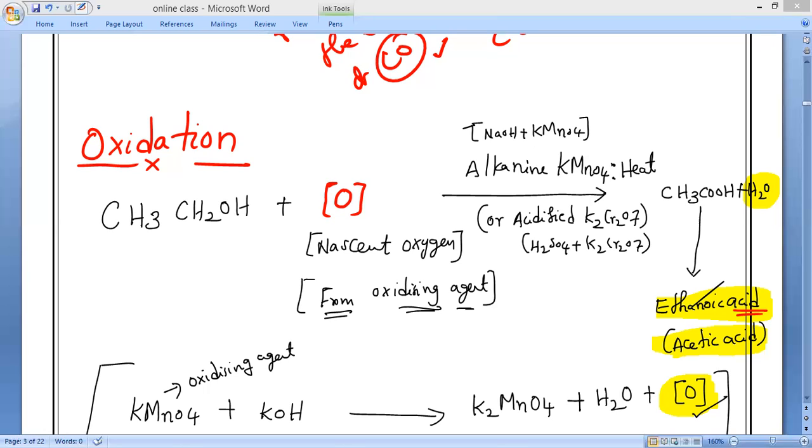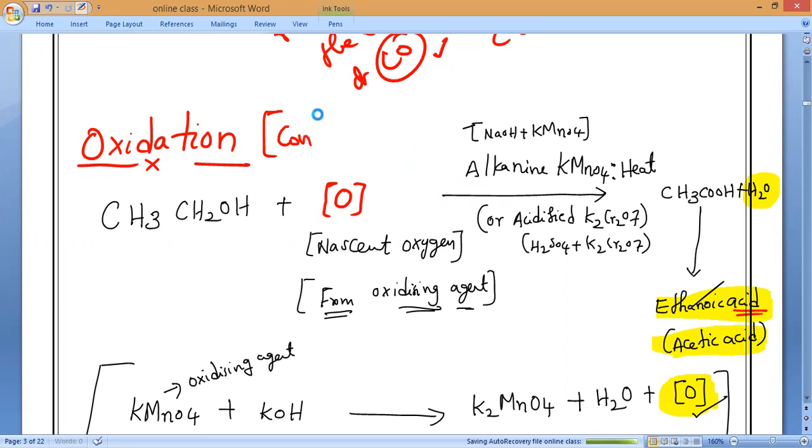Ethanoic acid, or we will say acetic acid. Even the equation is there in our textbook, and it is more important. So that is called an oxidation reaction. All of you should remember, it is basically controlled combustion. This reaction is only oxidation, or we will say controlled combustion, which means we are not allowing it to burn fully.